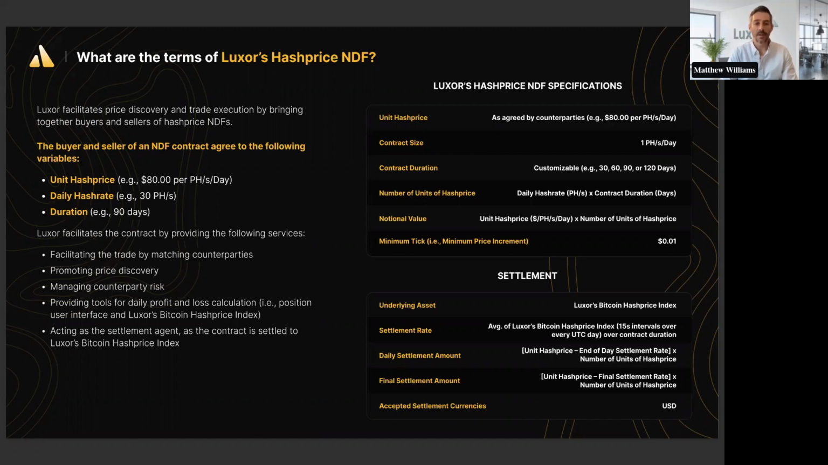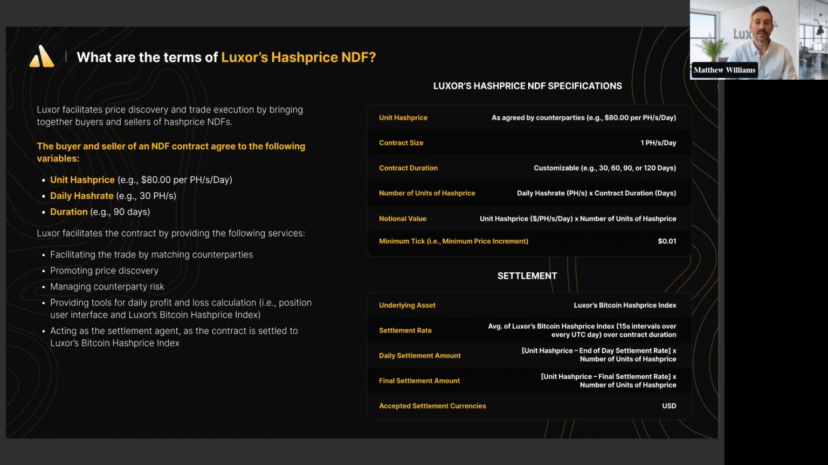The second component that's agreed upon between counterparties is the size of the trade, which is also defined in petahash. So smaller trades could be 10 petahash or less, larger trades could be in excess of 500 or even 1,000 petahash. And this is agreed upon by the two counterparties and is usually dependent on the needs of the miner. Now, the last component is the duration of the trade. So again, typically these contracts are in 30-day increments, but they can easily be customized to any time frame, be it shorter or longer.